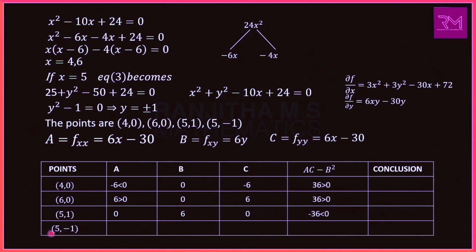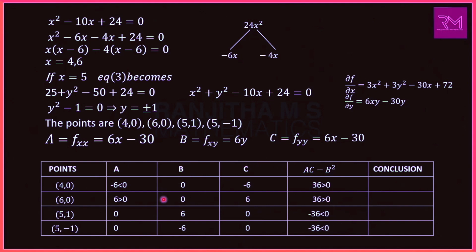In a similar way, substitute x value as 5 and y value as minus 1. We get A value as 0, that is 6 into 5 is 30 minus 30 is 0. Similarly, B is 6y, where y value becomes minus 1. Hence we get B is minus 6. Similarly, C value is 6 into 5 is 30 minus 30 is 0. Hence we get AC minus B square is 0 into 0 minus B square is minus 36. Hence we get minus 36, which is less than 0.